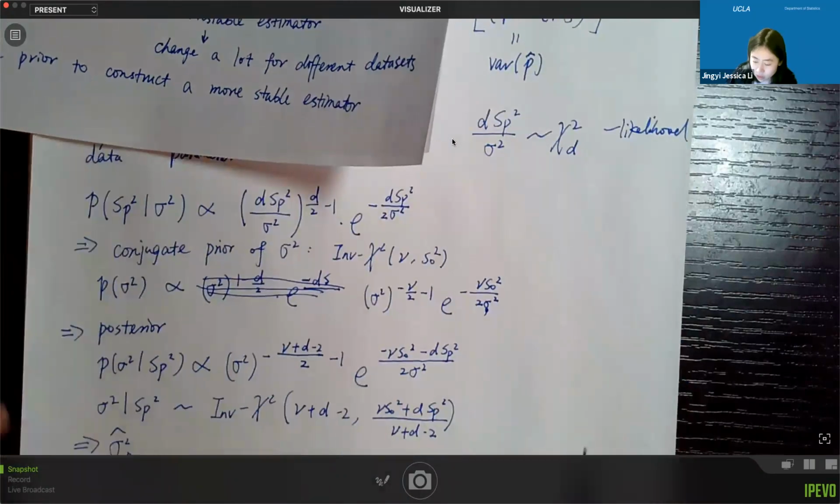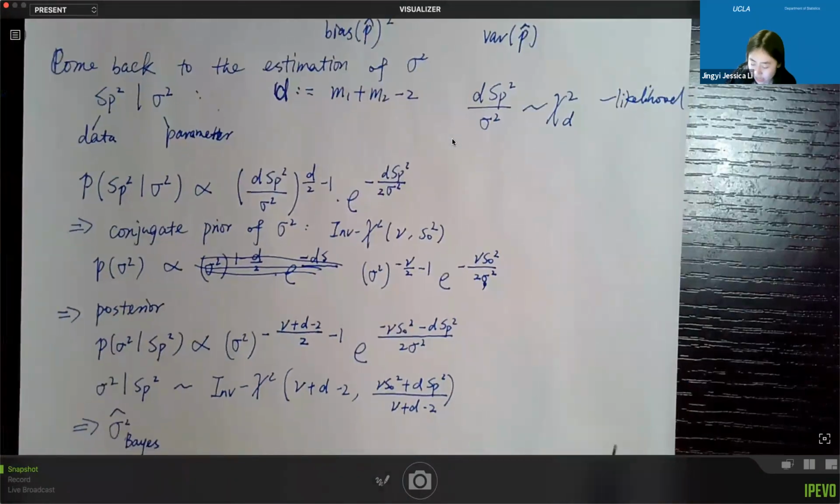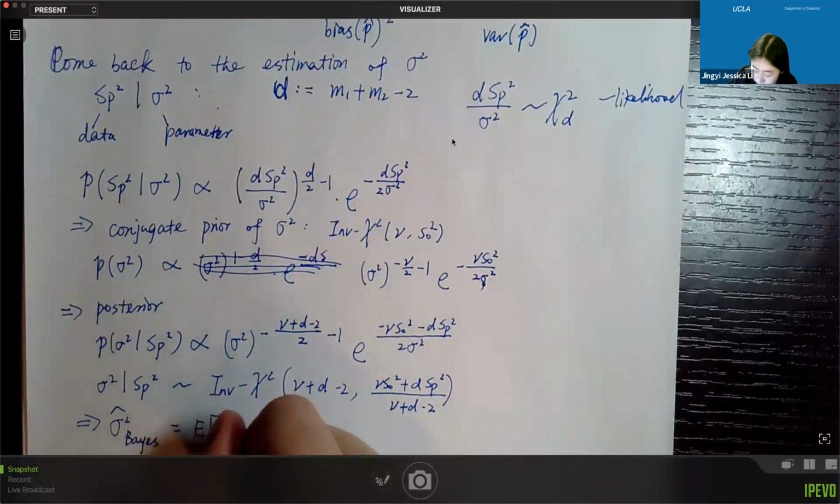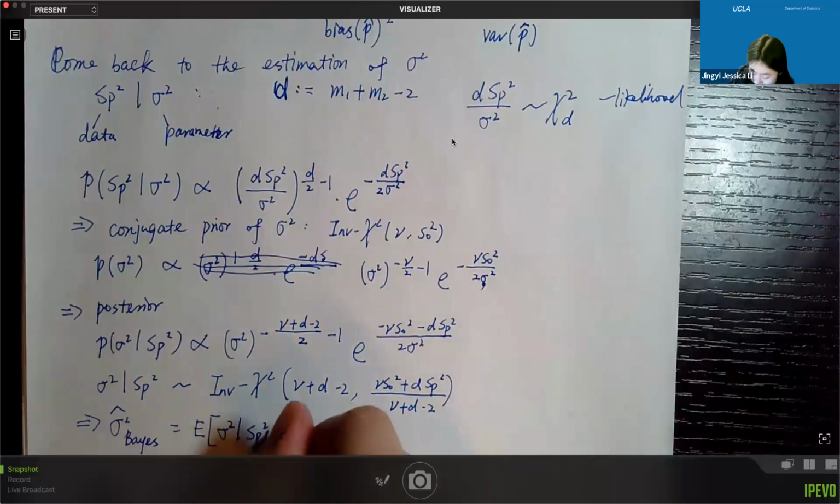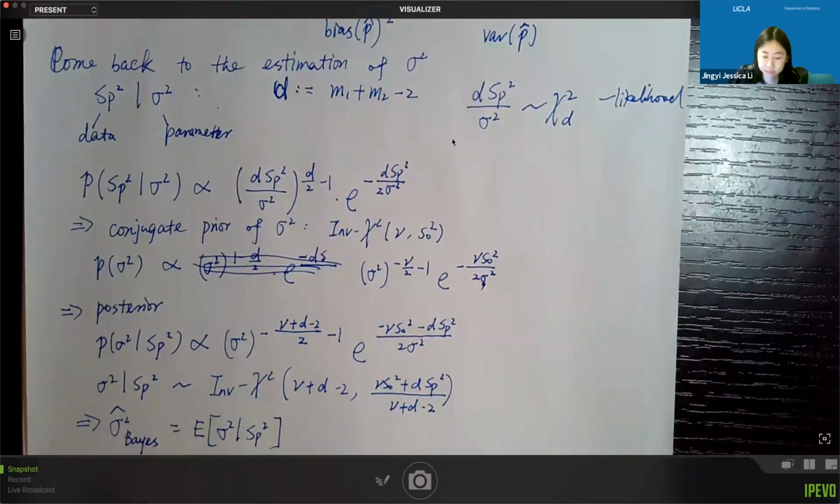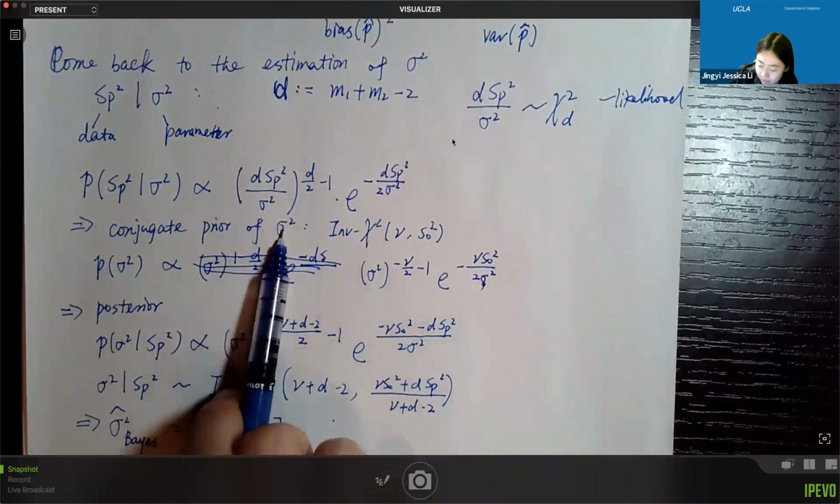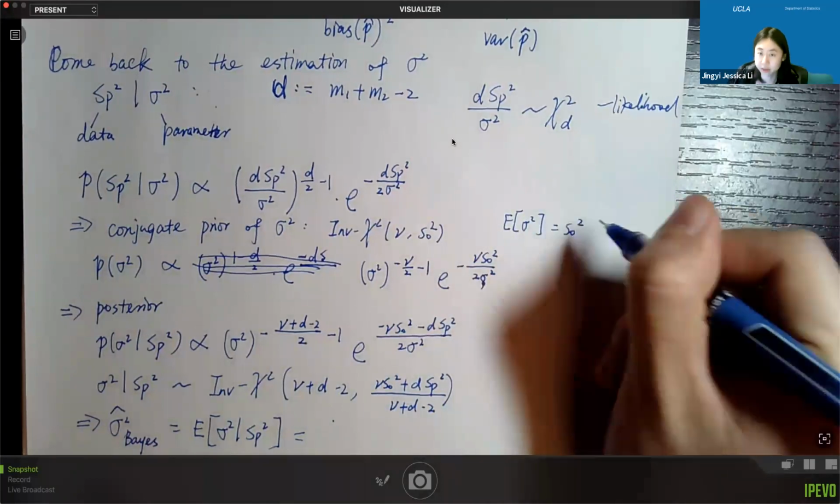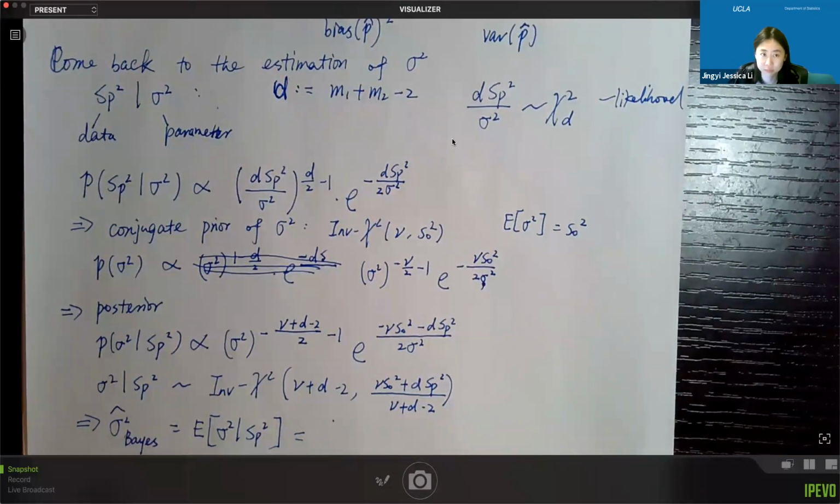Okay, so now let's see. For this Bayes estimator, I'm going to take the expectation for the posterior. It's a very interesting fact that this is just equal to the second parameter, which is just its expectation. Here the prior's expectation, I forgot to say that, is just S0 squared. That's just how the distribution is defined.